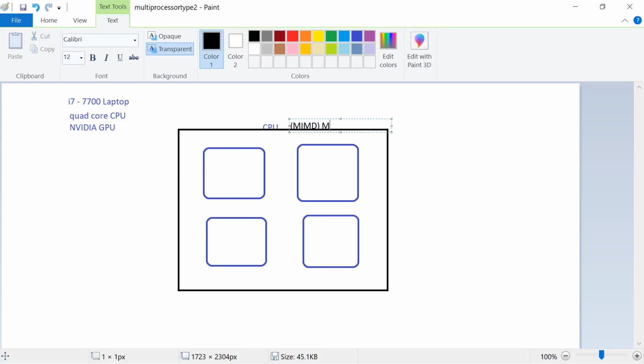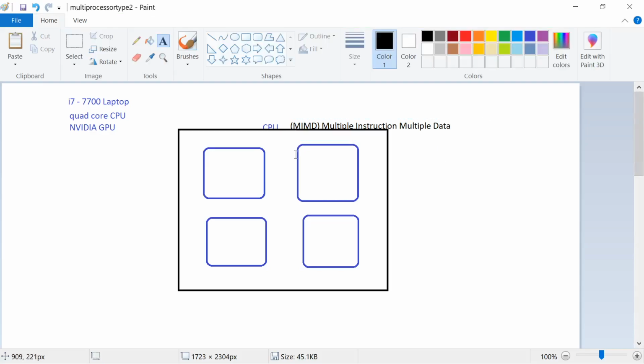What does MIMD mean? Multiple instruction, multiple data. Because a CPU might be handling multiple programs, right? It may be getting instructions from two different programs, which are totally different. You cannot expect the same instruction. One is doing addition, then the other one is printing something. It may be two totally different instructions. So it doesn't make sense for a CPU to assume that every processor will be given the same instruction. So you need to create a separate line for each core.